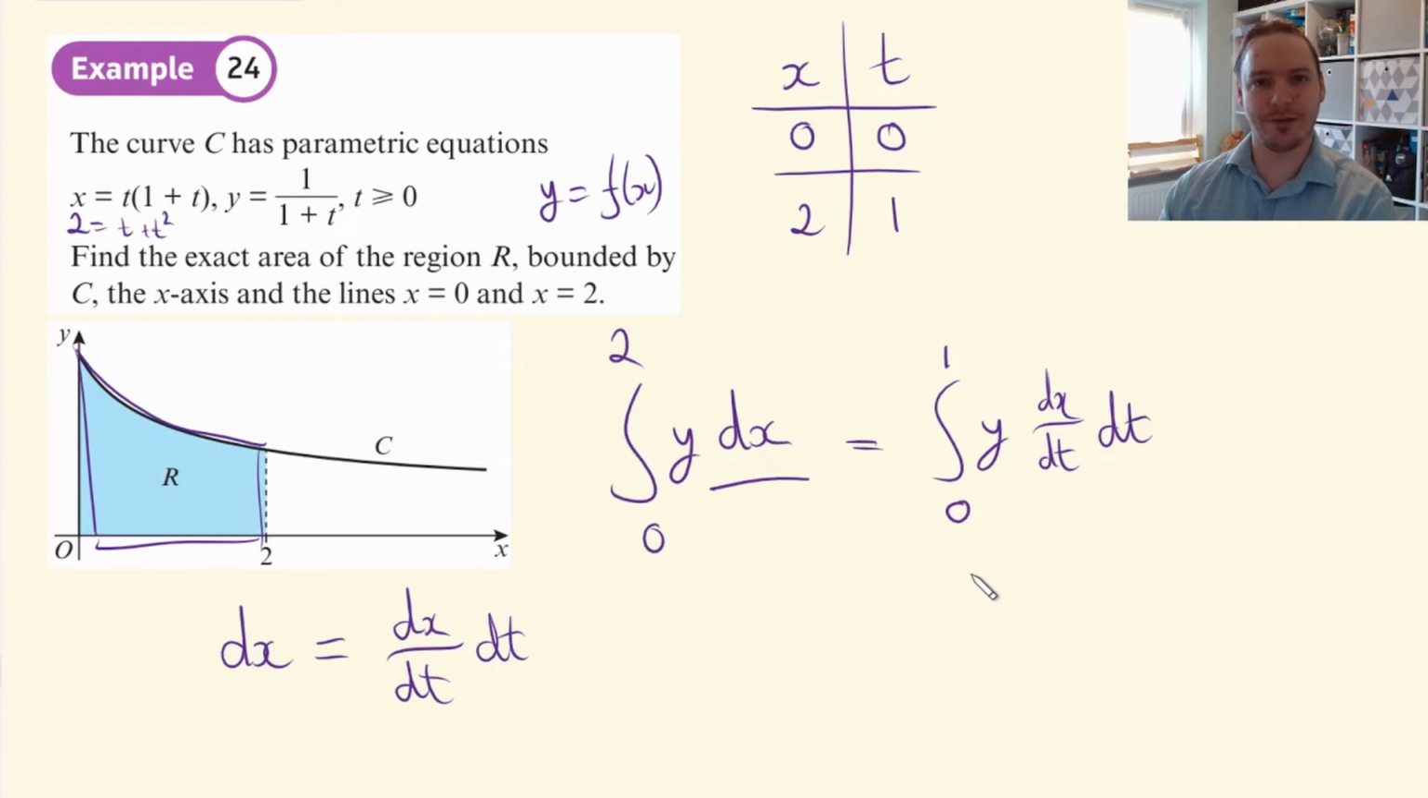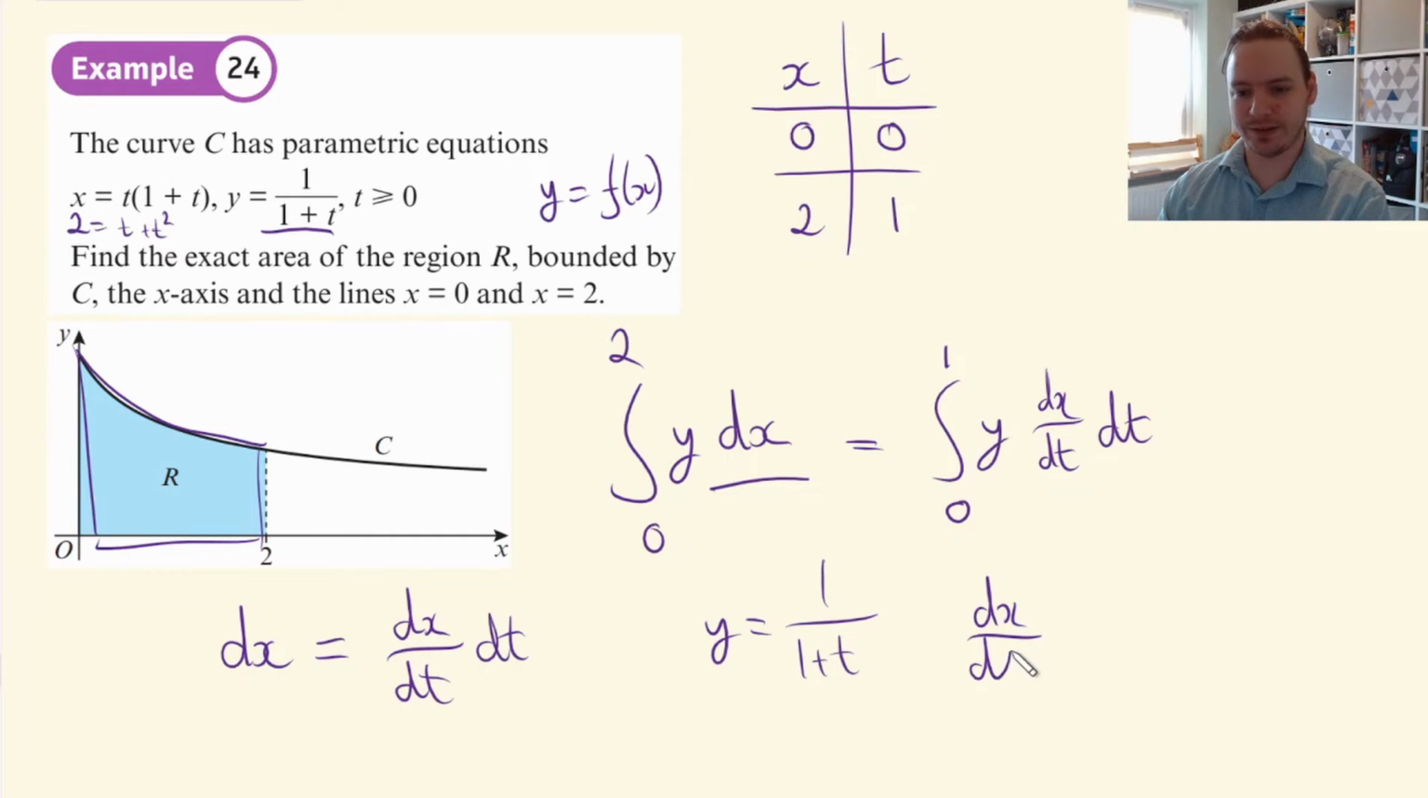I just want to write a function of t in this integral. So I know y is 1 plus 1 over 1 plus t. I also need to know dx by dt. Well, x equals t plus t squared. So if I differentiate that, I get 1 plus 2t. And now I have everything I need to pull this all together and then deal with the integration.